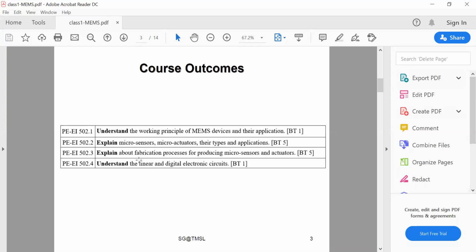The third CO is to explain the fabrication processes for producing microsensors and micro actuators. And the last CO is to understand the linear and digital electronic circuits, and analyze them also. So these are the course outcomes of this subject.